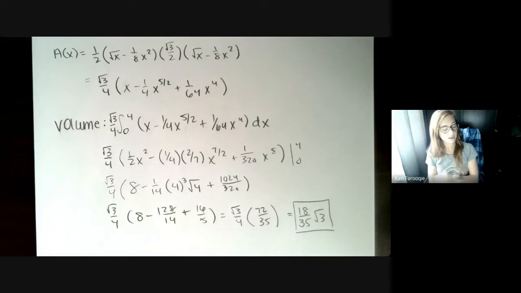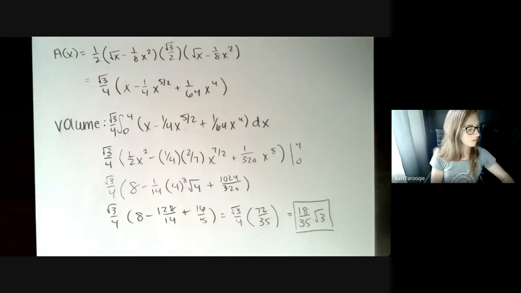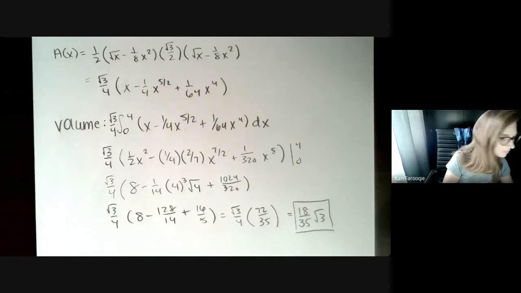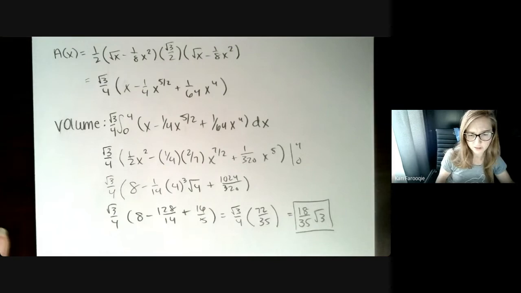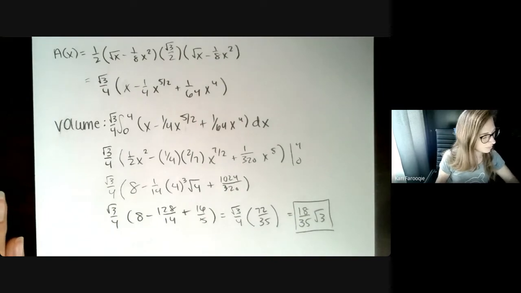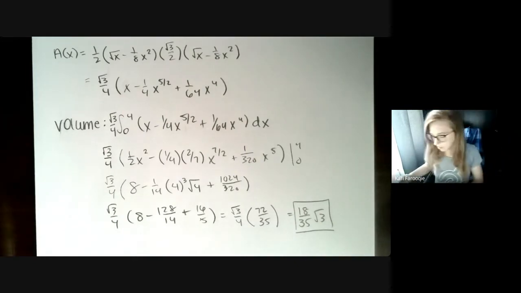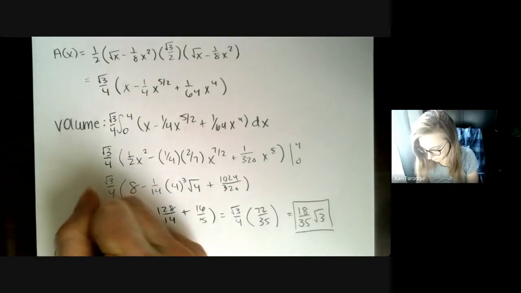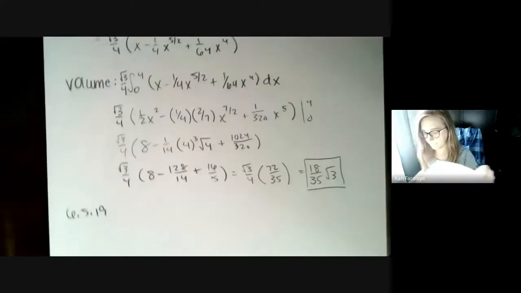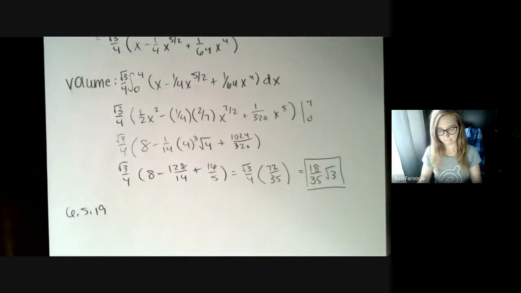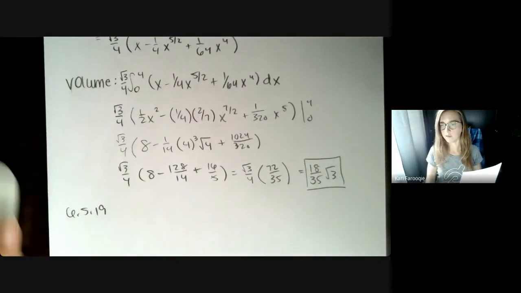Six, 5, number 19. Sure. Yes, James, we'll do that. Oh, 6, 5, 19. Did I say 6, 4? I don't know. 6, 5. Okay. Okay, number 19.